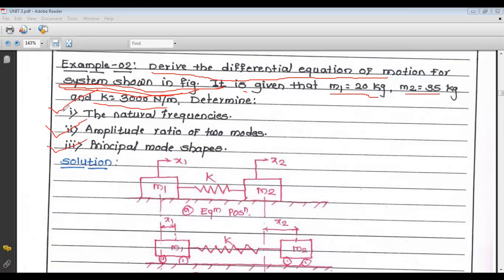So we have to find out these three values, that is the value of omega n1 and omega n2. Next we have to find the value of x1 upon x2 for the first mode and x1 upon x2 for the second mode, and we have to draw the mode diagram, that is the principal mode shapes. So we have to draw the diagram for principal mode shapes.